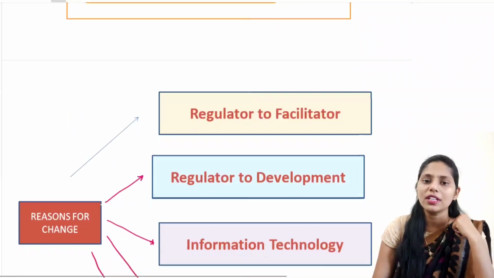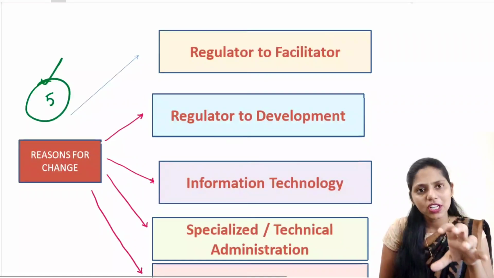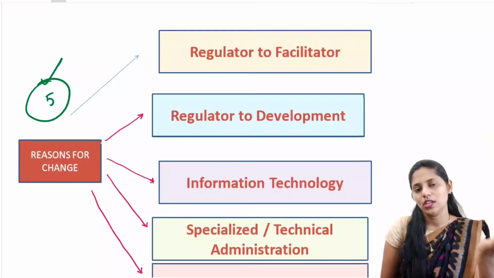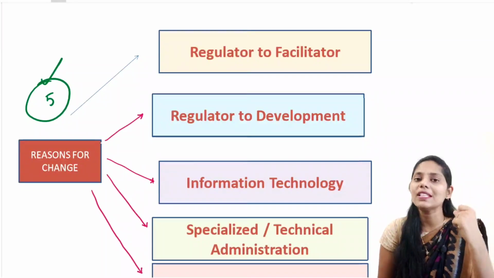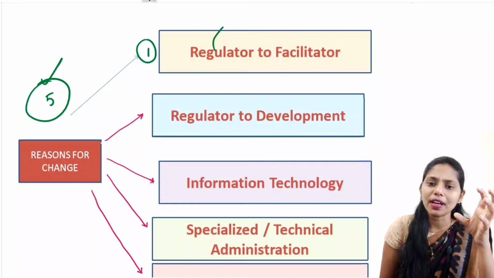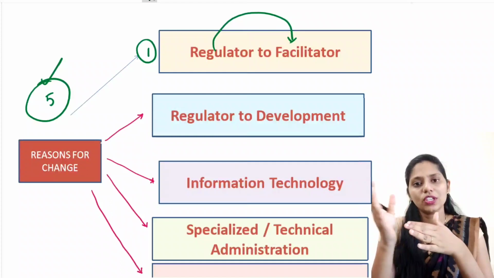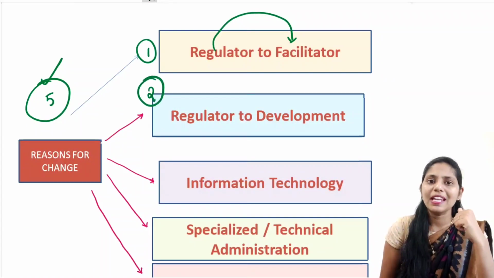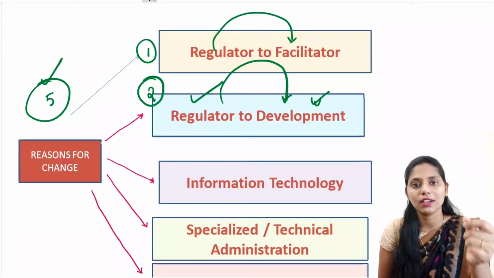If you're talking about reasons, there are 5 reasons because of which some traditional values are still relevant, some traditional values have lost their relevance, and some new public service values are being adopted. First, there is a shift from regulator to facilitator. Public services have taken a shift from regulator to facilitator. Second, we have a shift from regulator to development. We are mainly moving towards development.